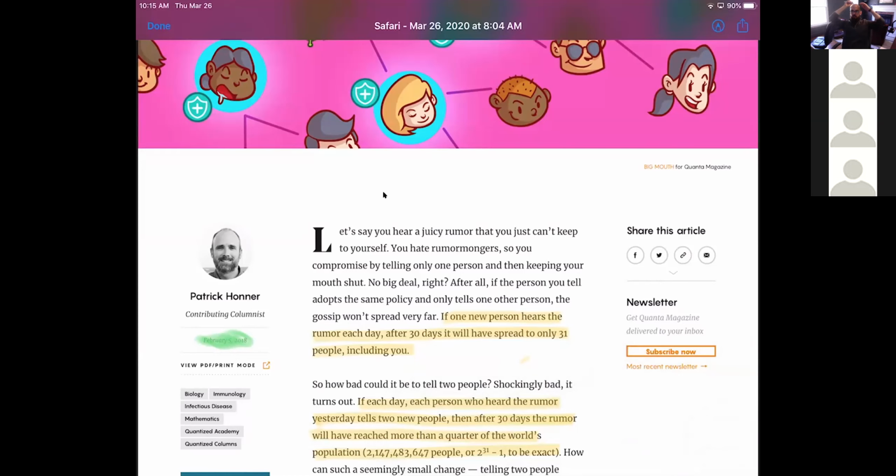The author, Patrick Honner, says suppose you're spreading a rumor amongst your friends, and the way you spread it is you just tell one person. Gabe, you tell one person, Nick, you tell one person. Whoever you tell will tell one more person. If everybody only tells one other person, then at the end of the month, only 31 people will know it if you include yourself.